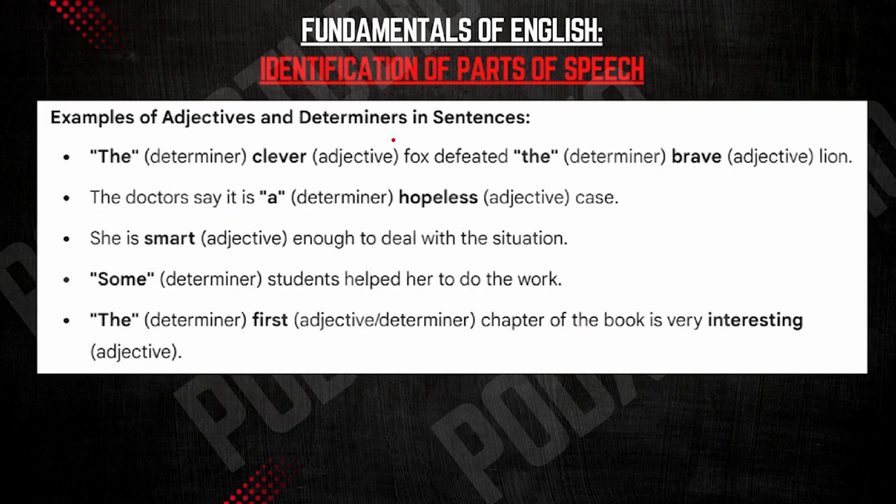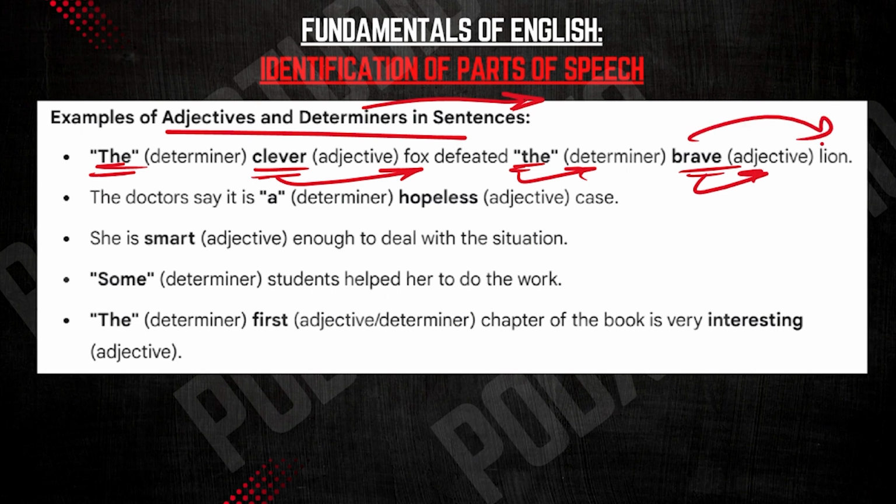Example of adjective and determiners in a sentence. The clever fox defeated the brave lion. Here, clever is describing the fox. And determiners are those which don't have any degree. These are the unique and special words. For example, the. You cannot say the, there, them. You cannot say that. There is only one degree. So clever is an adjective. And the again is a determiner. Brave is an adjective because it's describing a lion.